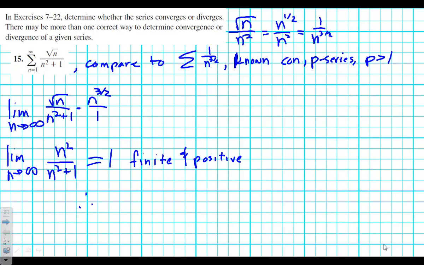Therefore, it converges by limit comparison test. And again, that converges by limit comparison test.